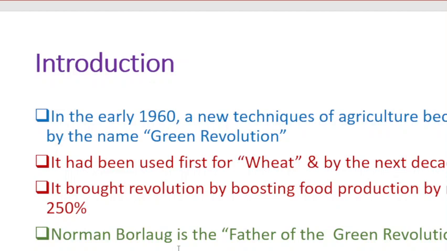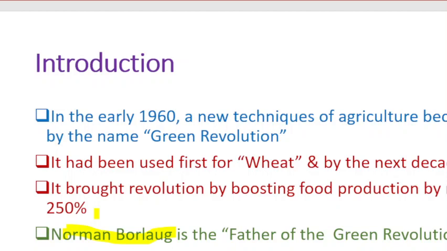It had been used first for wheat and by the next decade for rice, and it brought a revolution by boosting food production by more than 250%. As you can see here, how much? 250%. 250 is too much, right? Then Norman Borlaug is the father of green revolution. Norman Borlaug is the father of green revolution.